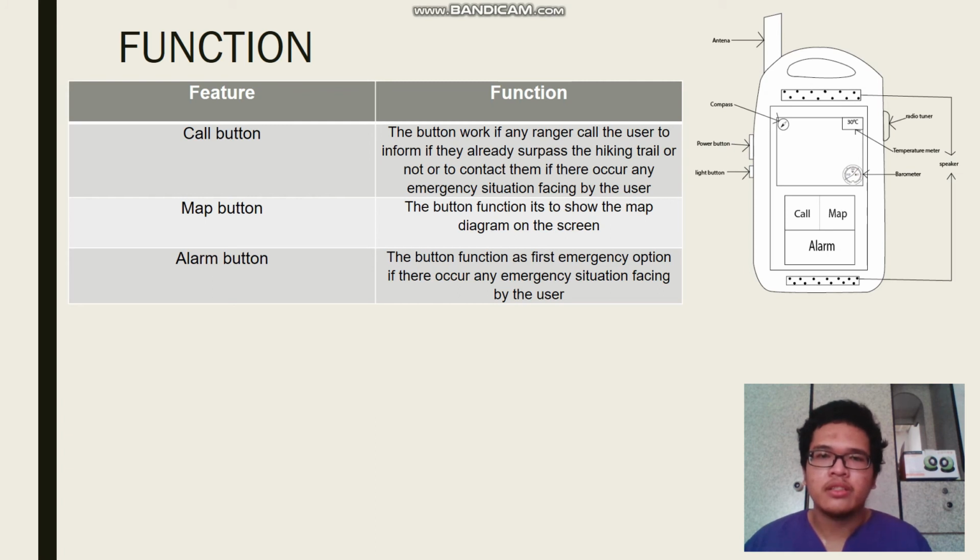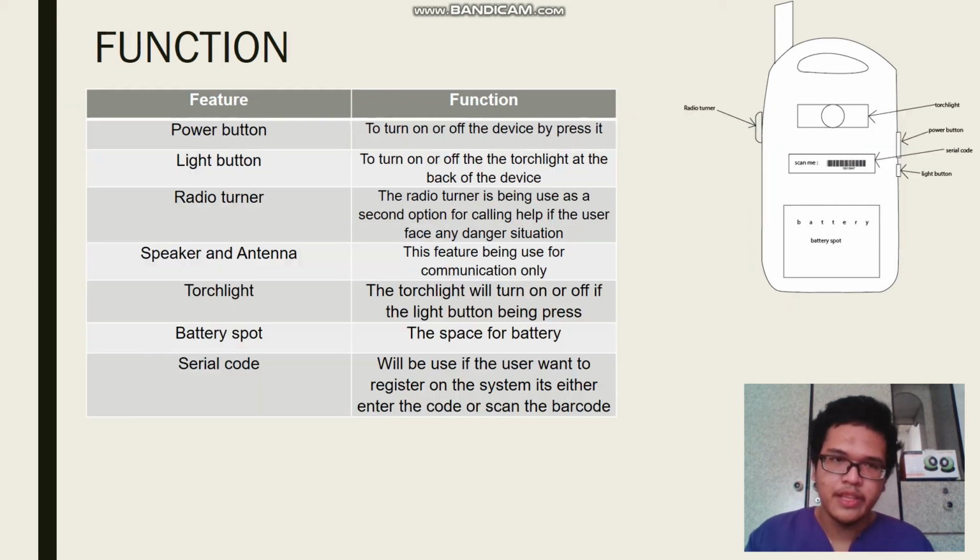Okay, the call button. The button works if any ranger calls the user to inform them whether they have spotted the hiking trail or not, to contact them if any emergency situation occurs. The map button is the button to show the map diagram on the screen. And the alarm button acts as the first emergency option if any emergency situation occurs facing the user.